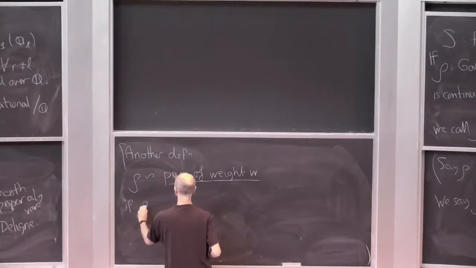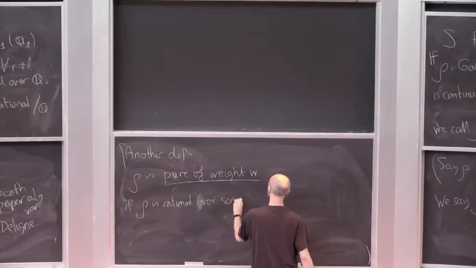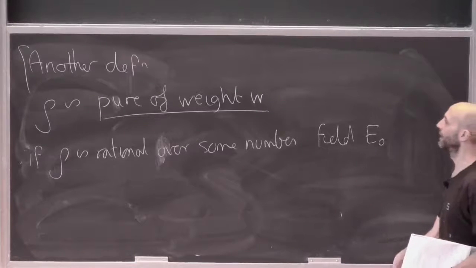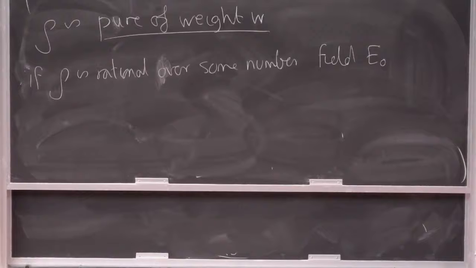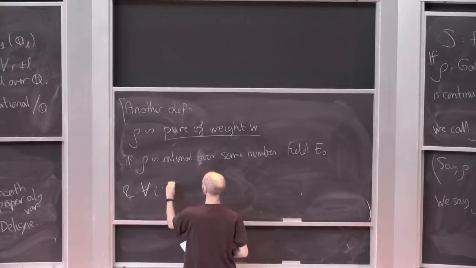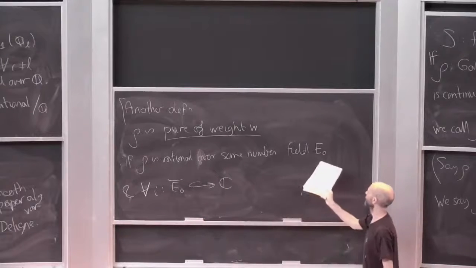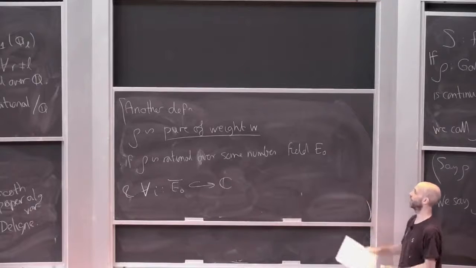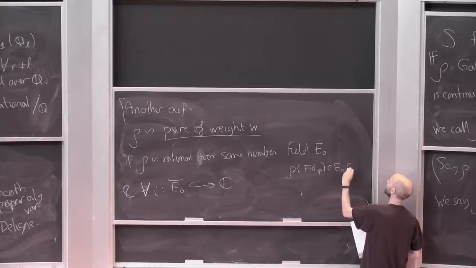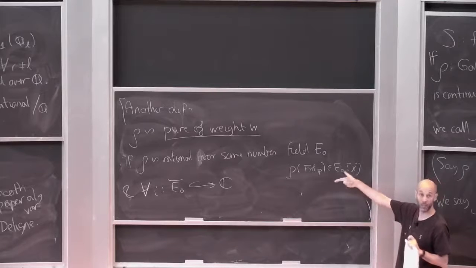If rho is rational over some number field E0, so that means rho of Frob P has coefficients, the char poly has coefficients in E0. Let me just remind you what that means. That means the char poly of rho of Frob P is going to be in E0[X], right? So it's some polynomial. The coefficients are all in E0. It doesn't mean the roots are in E0, of course.